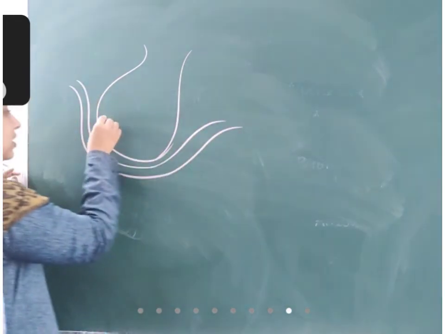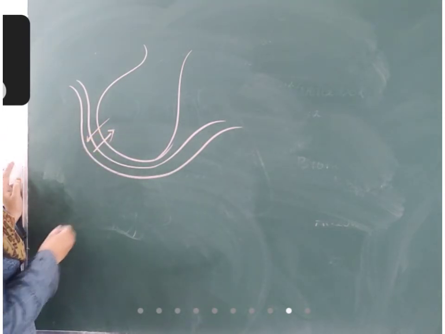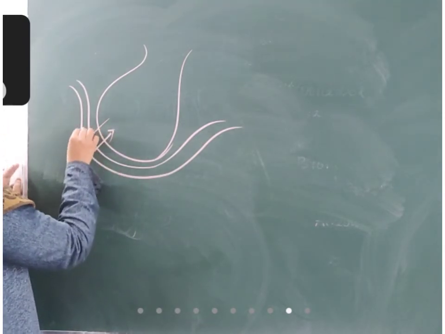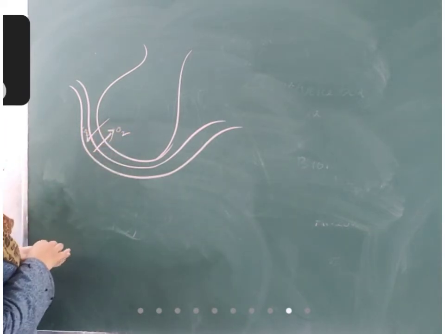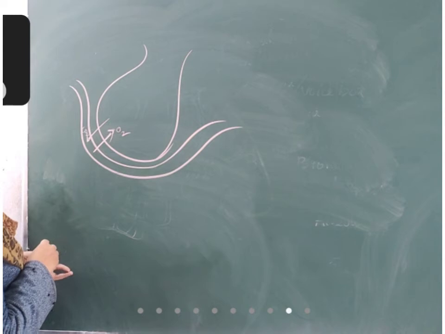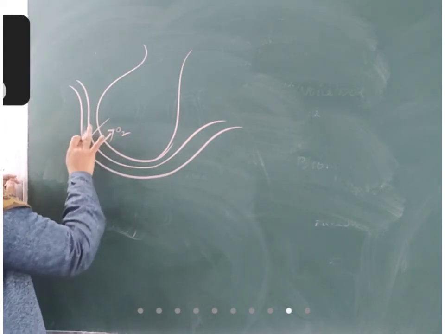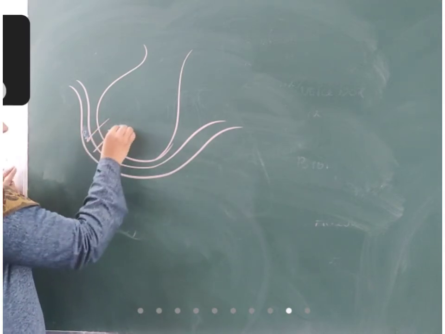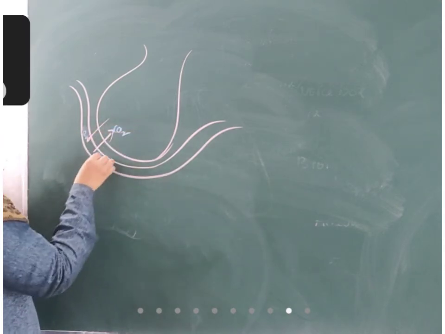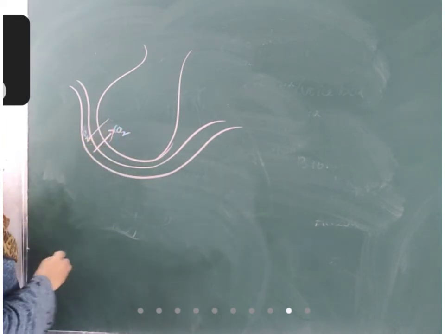So actually the exchange of gases occurs between the blood and the alveoli. Carbon dioxide enters into the blood and oxygen leaves the blood. Sorry. Oxygen enters into the blood, carbon dioxide leaves the blood. So carbon dioxide enters from the blood into the alveoli. Oxygen enters from the alveoli into the blood.